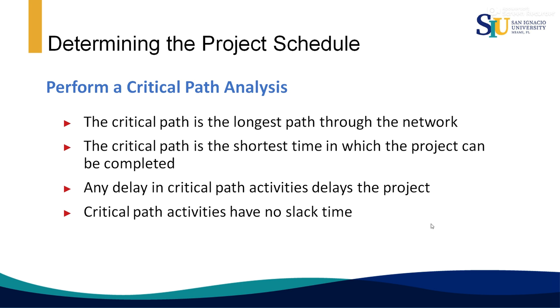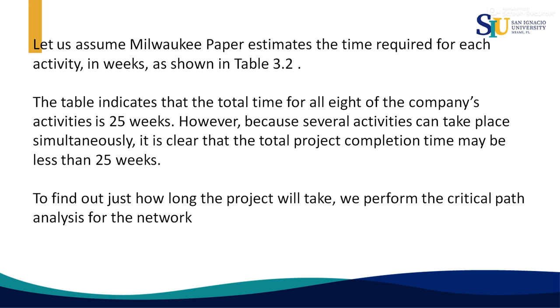Now, in order to perform a critical path analysis, we need more information. Remember, the critical path is the longest path through the network, and is also the shortest time in which the project can be completed. Any delay in the critical path delays the whole project. The critical path has no slack time. If you delay that activity by only one minute, the whole project is going to be delayed. Let's assume in the case of Milwaukee Paper that we have some estimates about the time required for each activity, which are going to be shown in the table on the next slide.